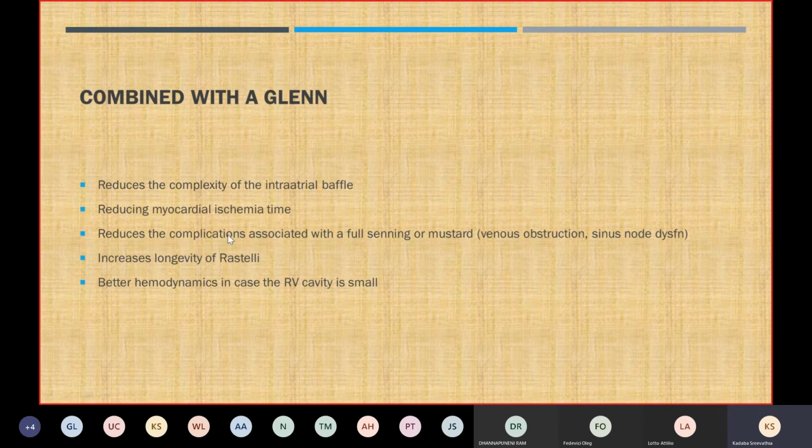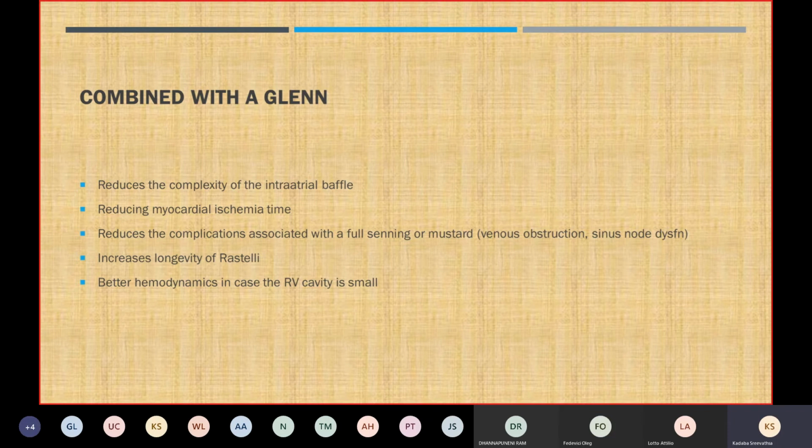And it also reduces the complication of a Mustard or Senning, like baffle obstruction or sinus node dysfunction in the long-term period. When we are combining a Glenn, the amount of blood going through the systemic venous baffle is less, and hence the amount of blood entering the right ventricle is less. And when we do a Rastelli, the amount going through the conduit is less as well, and hence putting a reasonable sized conduit will last for a longer time in a Rastelli.